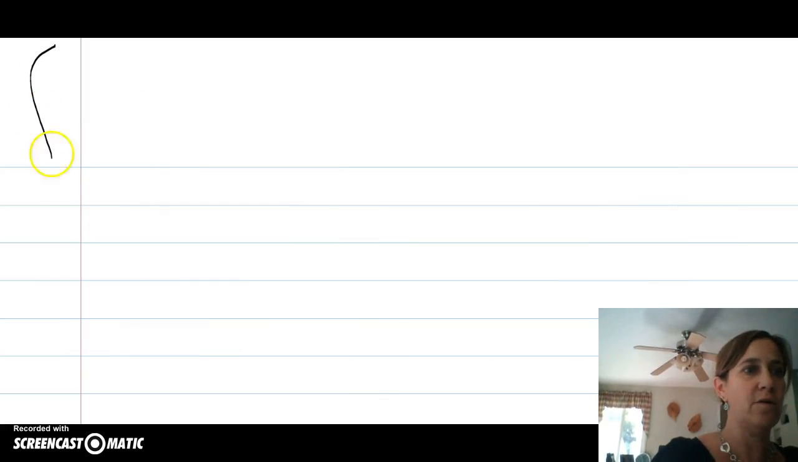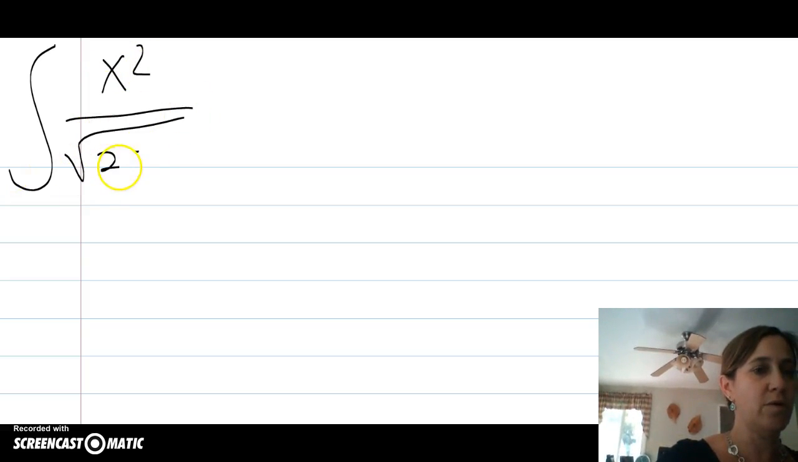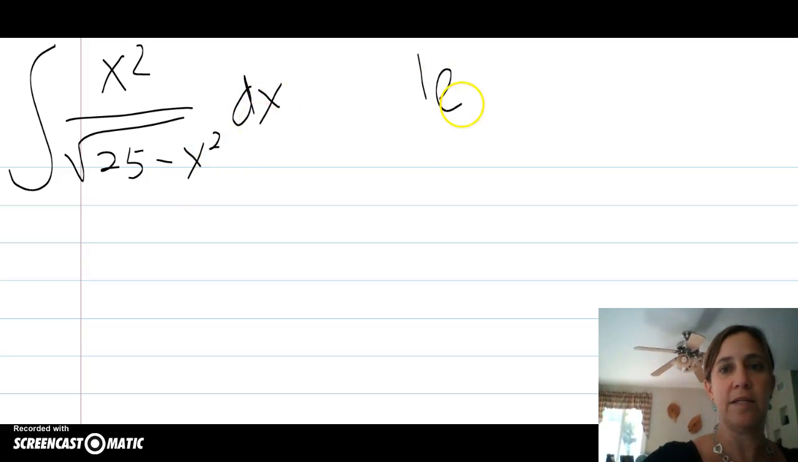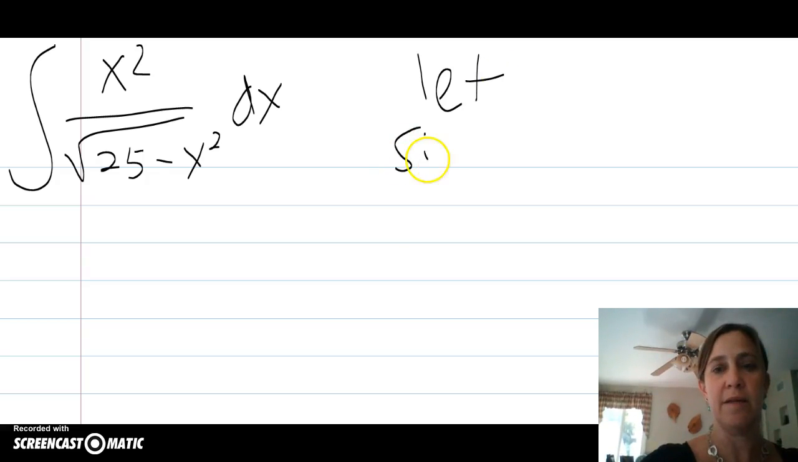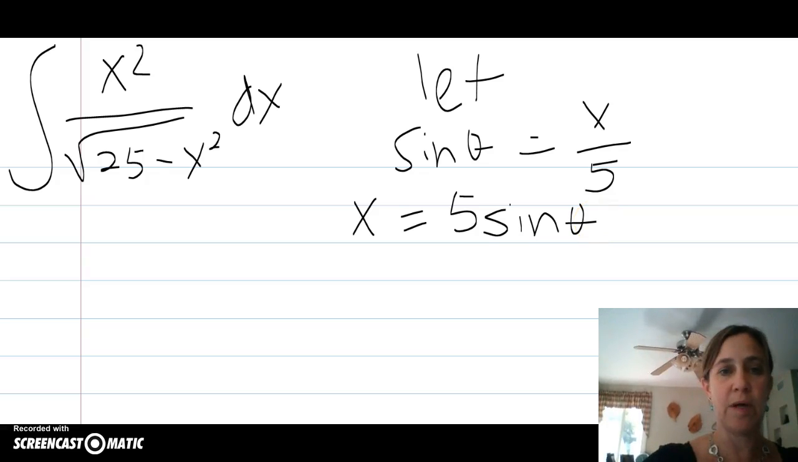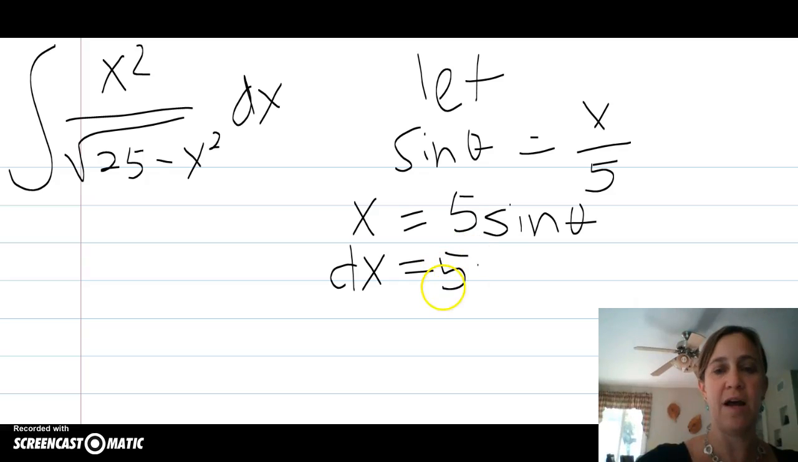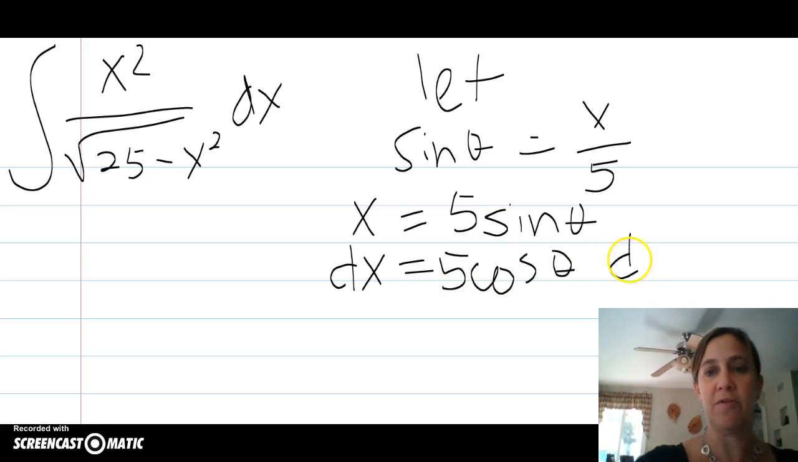So what we had here was the integral of x squared over the square root of 25 minus x squared dx, and we decided the best substitution here would be to let the sine of theta equal x over 5, which means x is going to be 5 times the sine of theta. Following our rules for substitution, I now need everything in terms of theta, so I need an expression for dx. Taking the derivative, I get that dx is going to be 5 cosine of theta d theta.